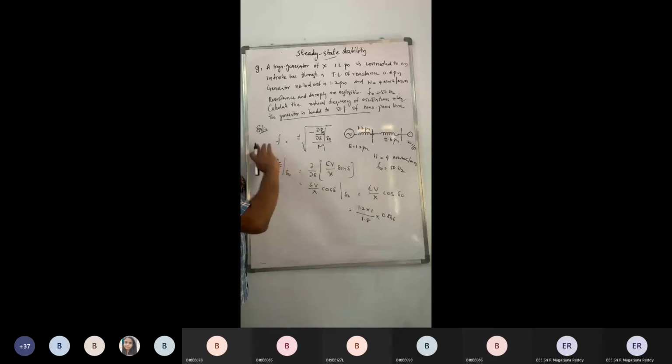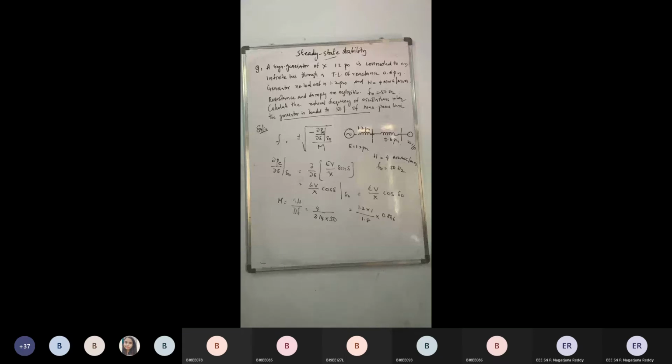Is the M value given here? No, it is not given. We do have GH by pi f. Since everything is in per unit, I will neglect G because it is the rating of the machine. The H value they have mentioned here as 4, and pi is 3.14 because I am taking it in radians per second square, and f is 50. This is 4 by 3.14 into 50. This is the moment of inertia.